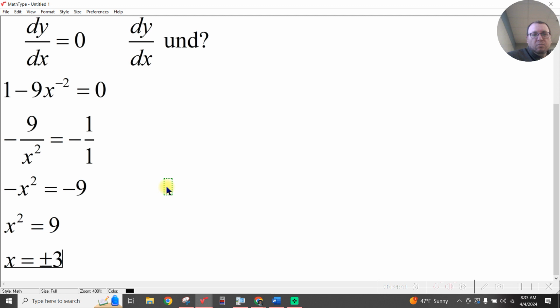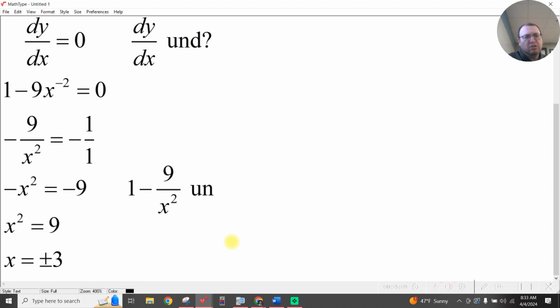All right, got 2 critical points. Let's see if there are any more critical points. I bet there are, especially since I went through the trouble of mentioning this. So again, -1 minus 9 over x squared. I'm not solving it right here. I'm asking, is there any number that I could put in for x that would make that undefined?